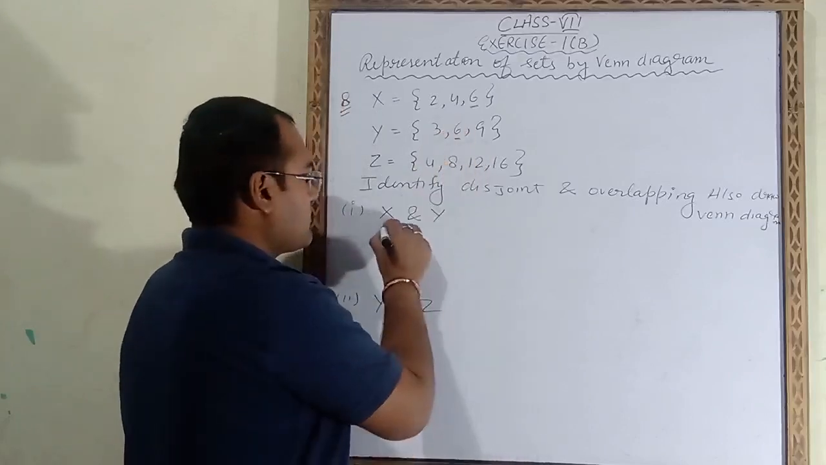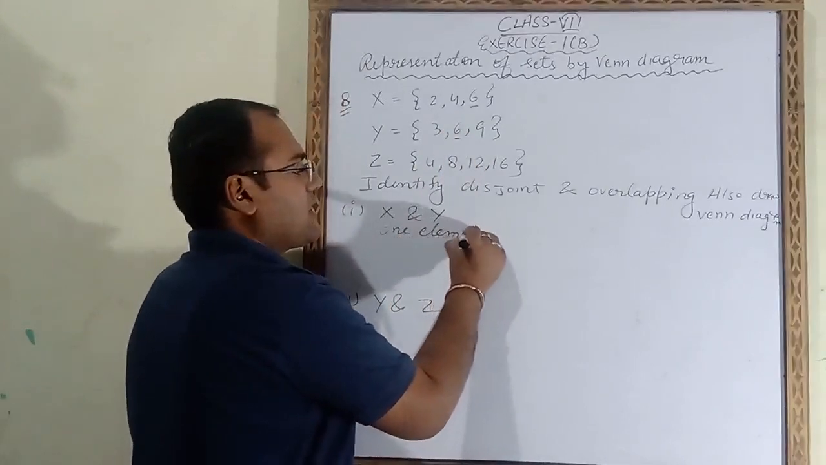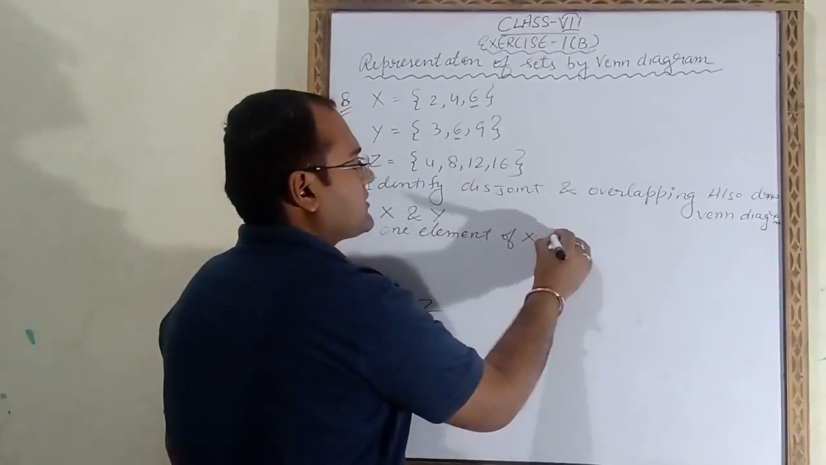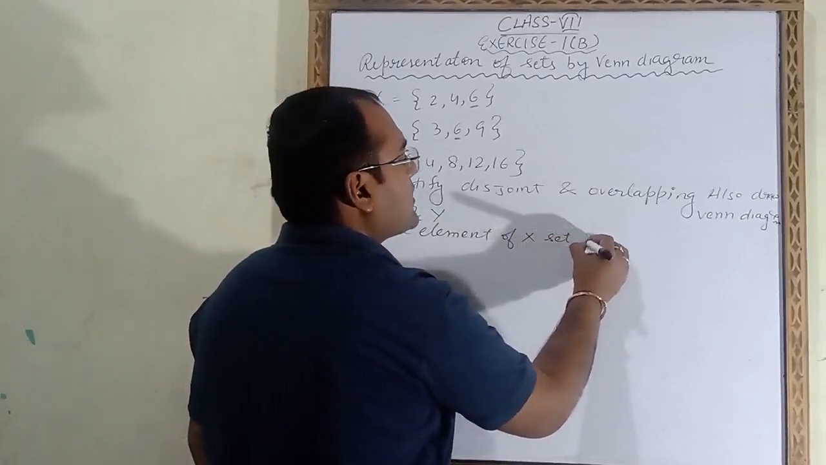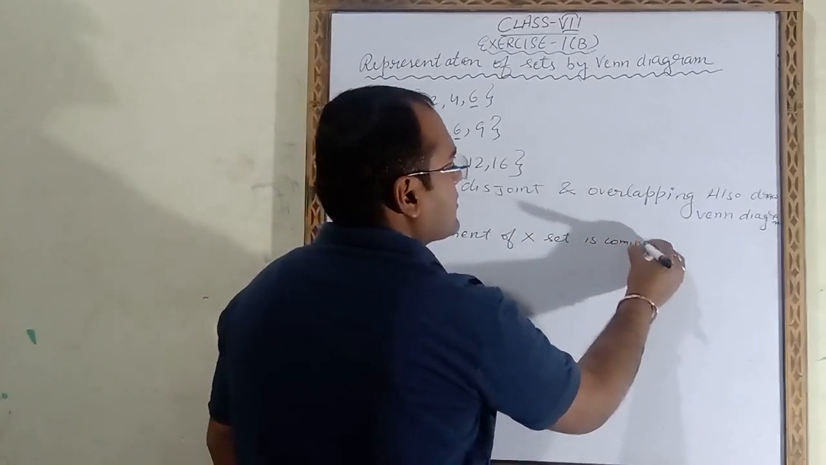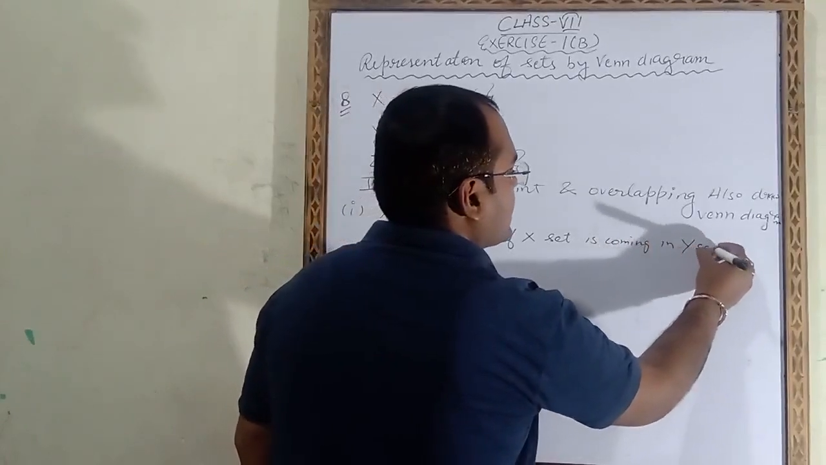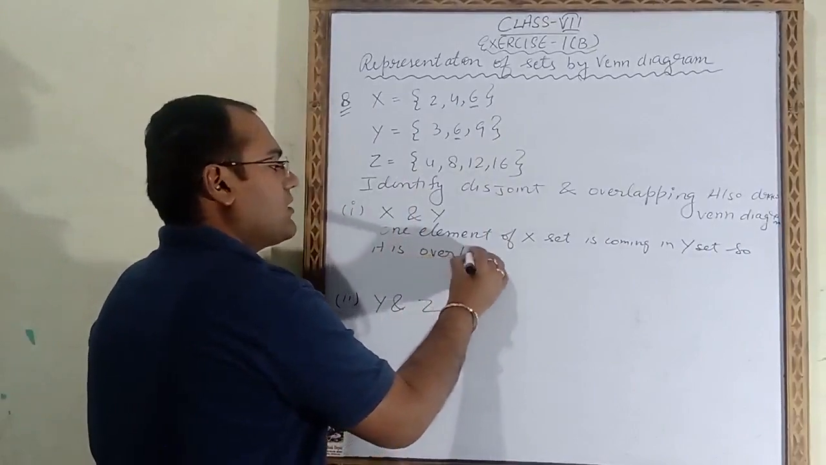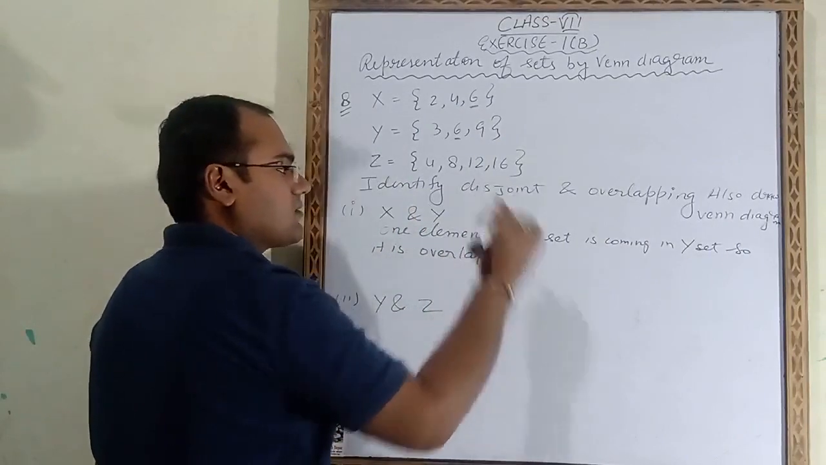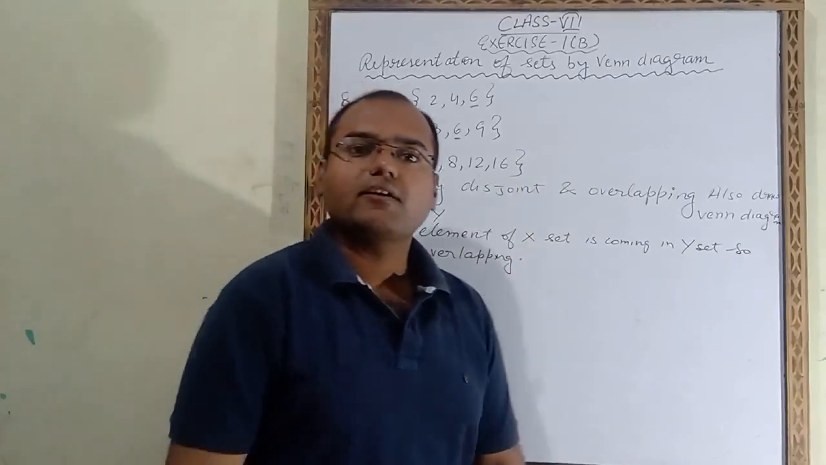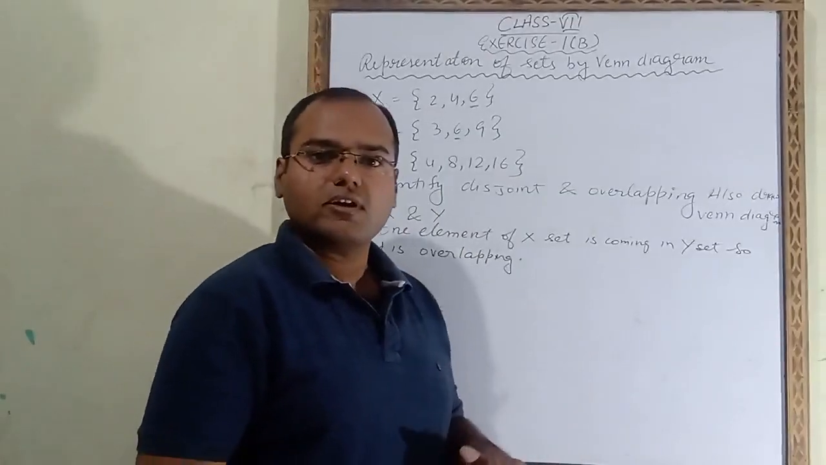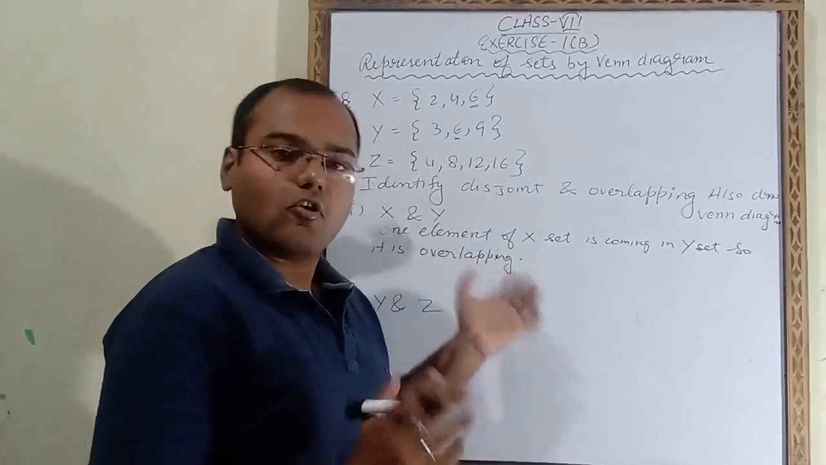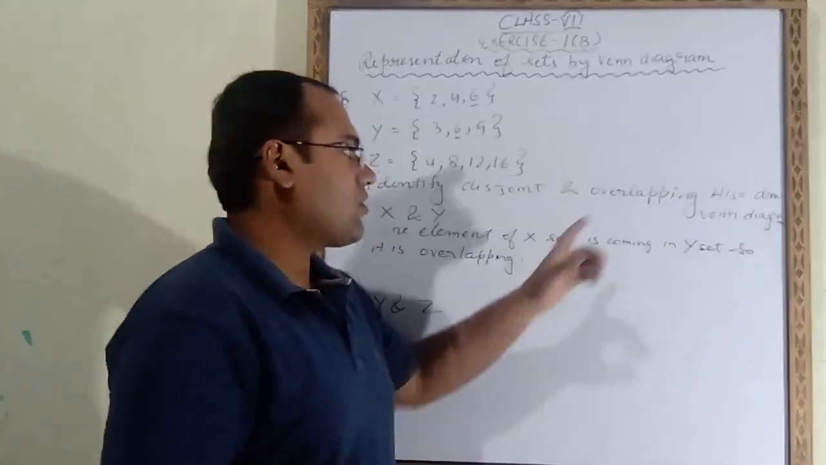One member, or we can write element. One element of X set is coming in Y set, so it is overlapping. Or directly you can write 6 is common in both the sets X and Y. 6 is common, so it is overlapping. Like this also you can write. Now we have to draw the Venn diagram also.